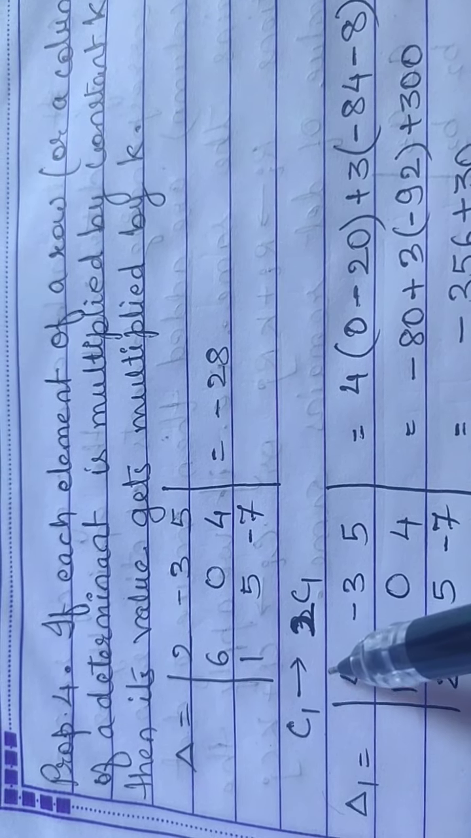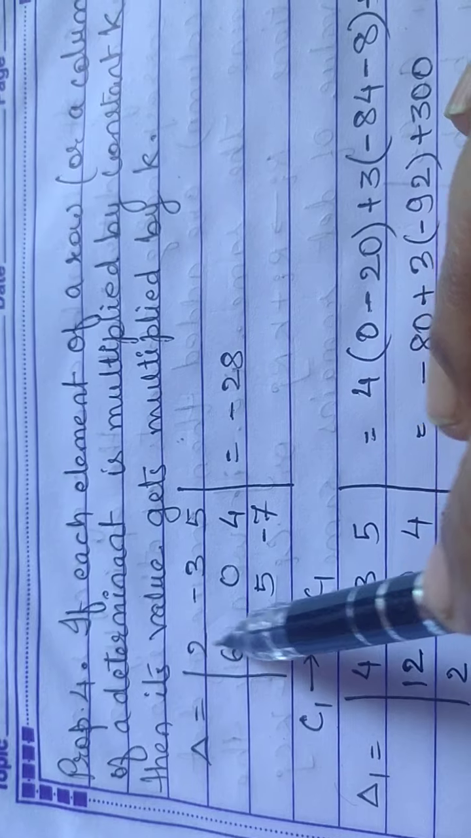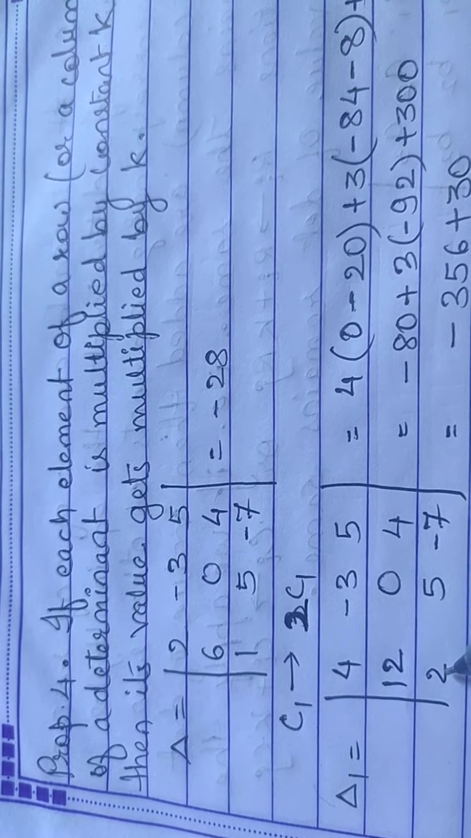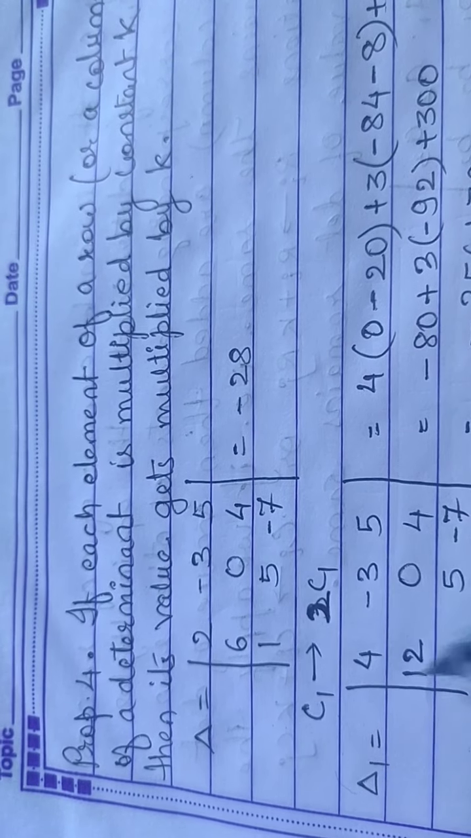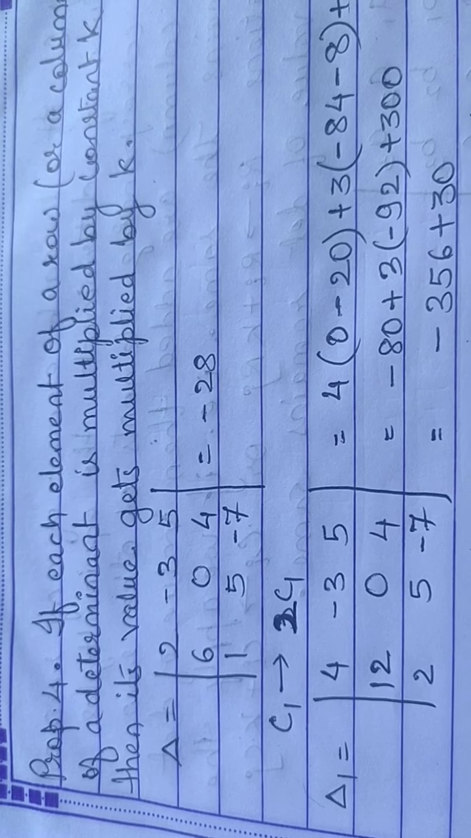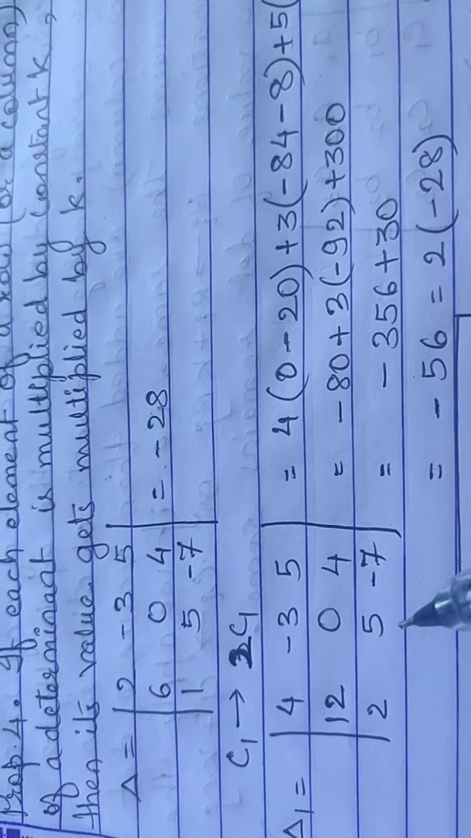Okay, so now I have changed the first column elements. I have multiplied the first column by 2. So these are the new elements of the first column. The second and third column will remain as it is. And now we will expand this determinant.